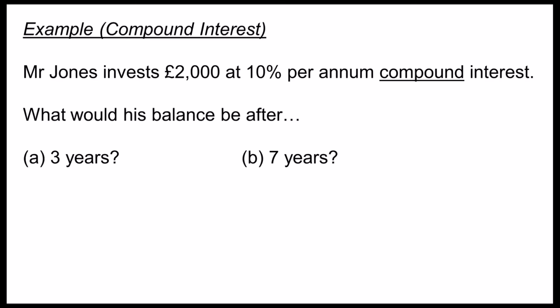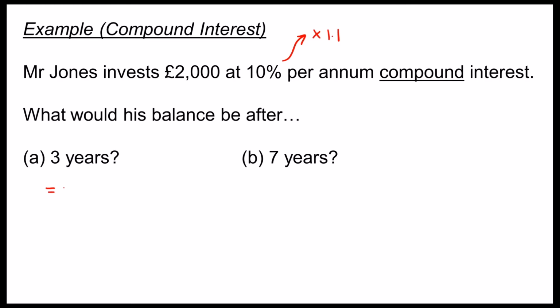In this next question, I'm investing the same amount of money at the same rate, but this time I'm looking at the compound interest and what my balance would be after 3 and 7 years. To do this, I'm going to have to think about my percentage multipliers to increase something by 10%. I know to do this, I need to multiply by 1.1. So to work out the answer to part A, which is my balance after 3 years, I need to take the original investment of £2,000 and times it by 1.1 3 times.